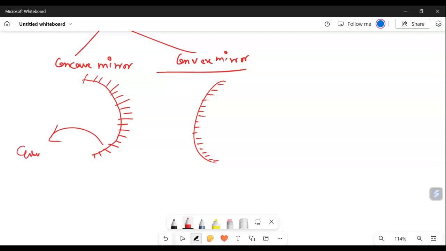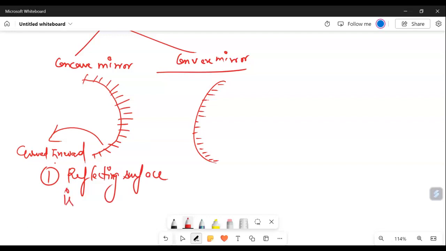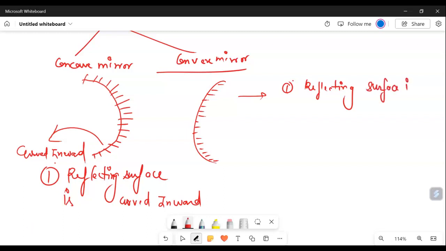Inward, curved inward. So I can write down a very important point: the reflecting surface is curved inward in a concave mirror. What about this convex mirror? The reflecting surface is curved outward. Okay, I hope you get it.